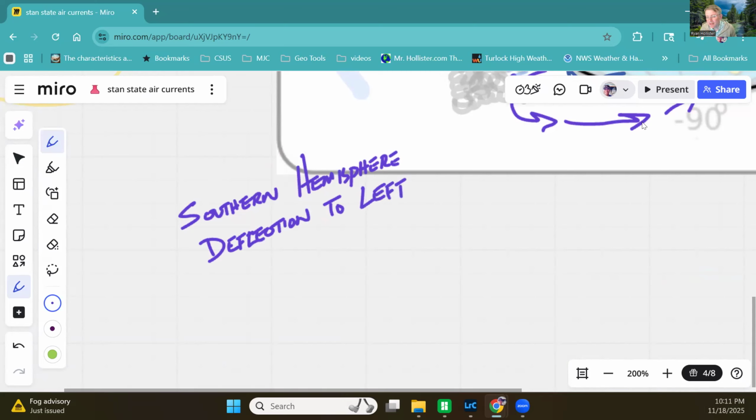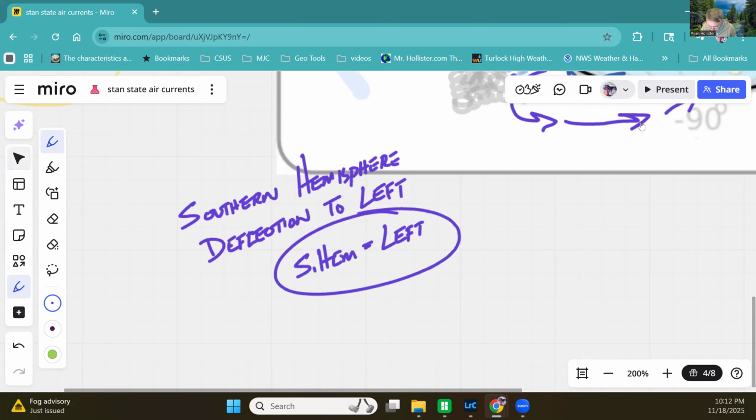So if you're fans of old school Beyonce, she must be southern hemisphere focused because it's to the left, to the left, to the left. Or is it to the right, to the right? I can't remember. No, it's to the left. Yeah, to the left. It's been a while. So anyways, southern hemisphere is to the left.